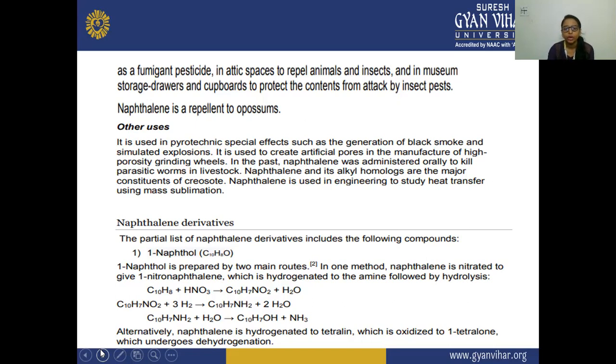So here you can see that 1-naphthol is prepared by two main routes. In the first method, we first nitrate naphthalene, forming 1-nitronaphthalene, and we hydrogenate it, meaning there is addition of hydrogen, forming the amine. This amine is then hydrolyzed, forming naphthol, and thus ammonia is removed. Alternatively, naphthalene is hydrogenated to tetralin, which is oxidized to 1-tetralone, which undergoes dehydrogenation.